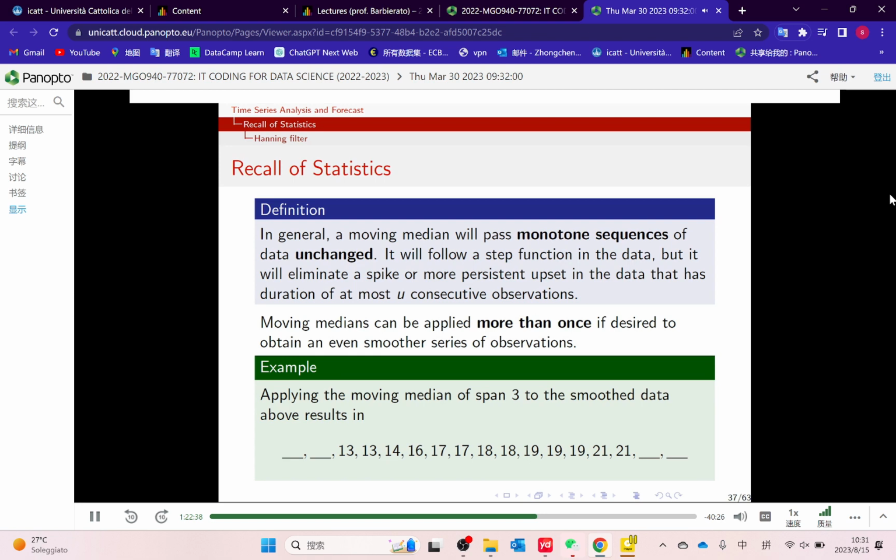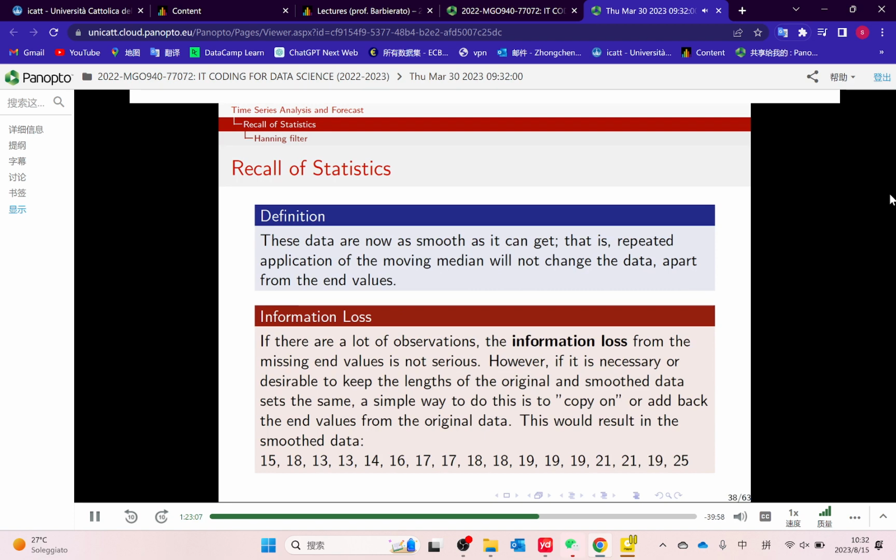The problem might increase if you apply the moving average or the moving median more than once. And sometimes you might, if the variability of your time series is very high, if your time series is very agitated, very nervous. But that means that every time you apply your moving median or moving average, you will have some gaps. Now, this is not necessarily a problem.